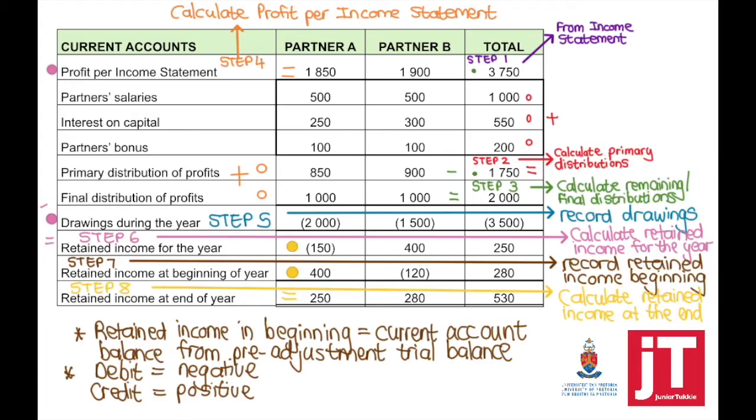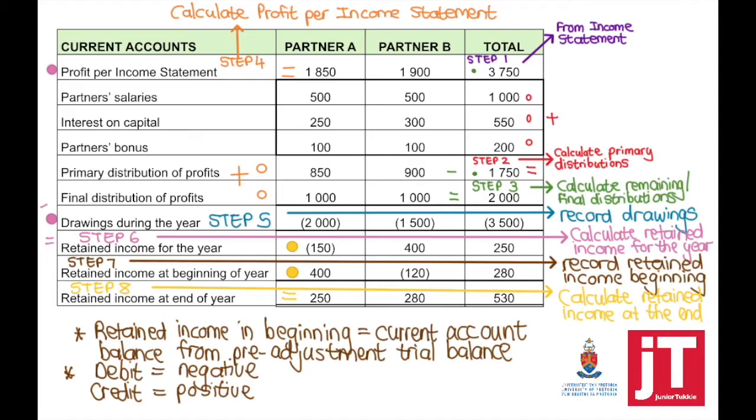Step number 8, which is the last step. Now we can calculate the retained income at the end. This will be the retained income for the year plus or minus the retained income in the beginning. If it's brackets, we need to subtract to get the final amount. If it's no brackets, we need to add. Please make sure that you understand this note 110%.